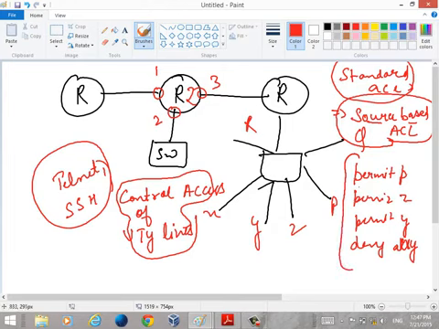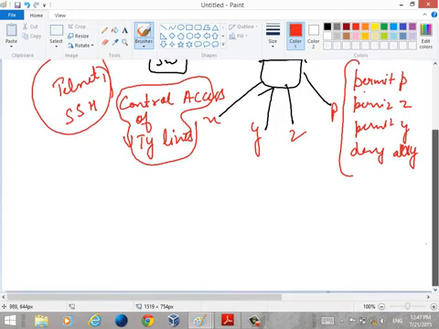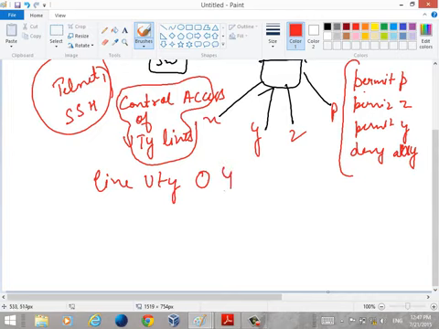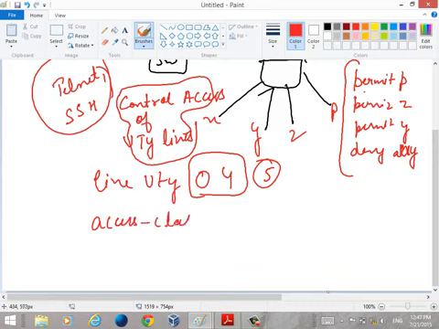Now I will call this standard ACL in my VTY lines. Line VTY 0 to 4. How many VTY lines have I created? 5. I will write here access class, ACL number. Let's say ACL number is 10.